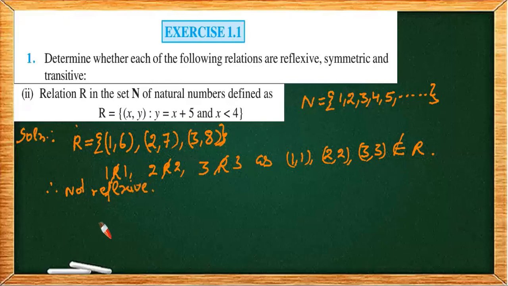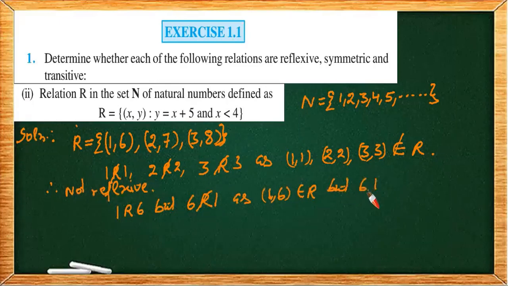Now, 1 is related to 6, but 6 is not related to 1. As you see, the ordered pair (1, 6) belongs to R, but (6, 1) is not there in R. The ordered pair (6, 1) is not there in R. So this relation is not symmetric. So you can say not symmetric. This relation is not symmetric.